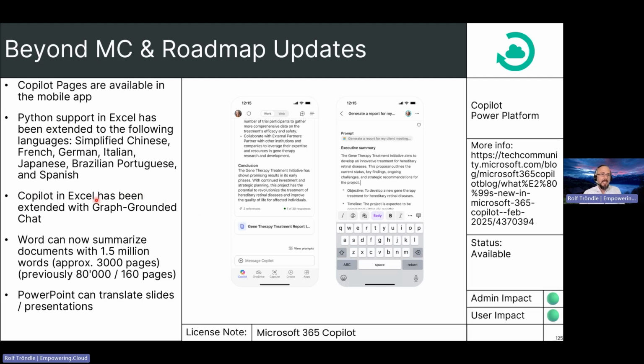Then Copilot in Excel now has the option for graph-grounded chat. So if you're typing with Copilot chat in Excel, you can't just ask it only about the current document. You can now also ask questions about other documents because the graph-grounded functionality is enabled.